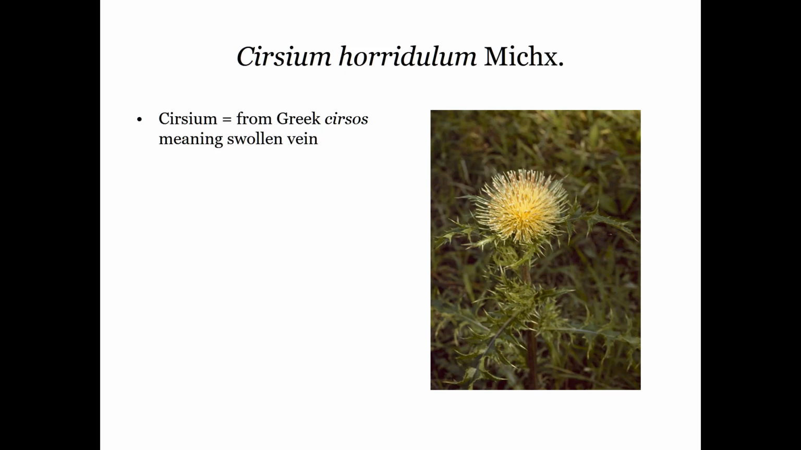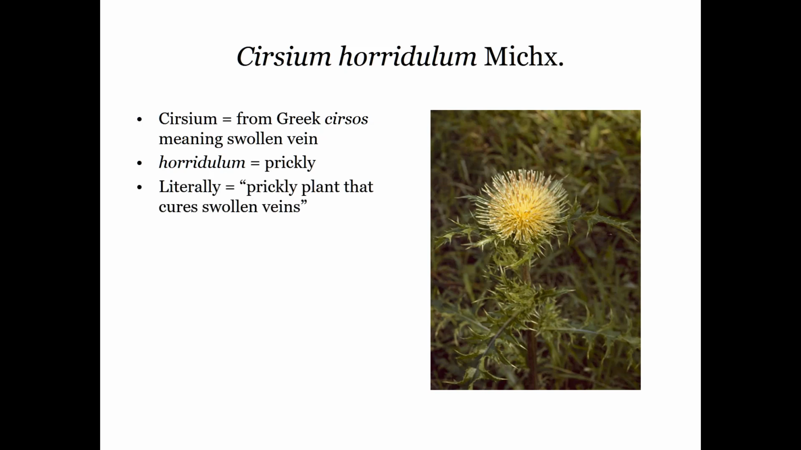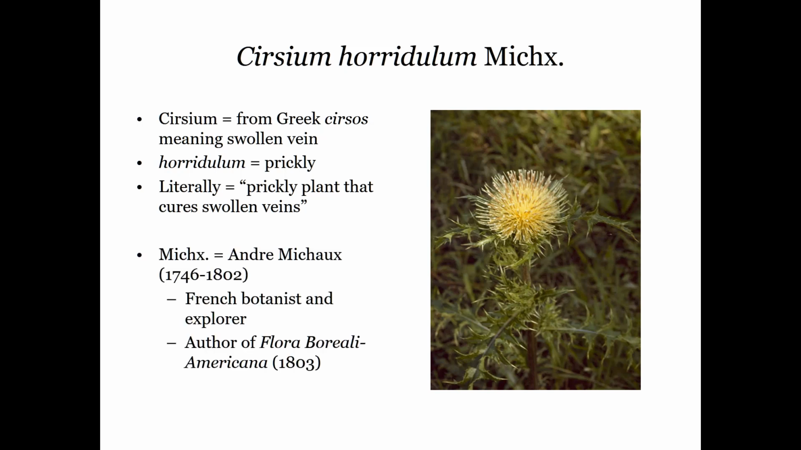This is a European thistle. The genus is Cirsium, from the Greek cirsos, meaning swollen vein. And the specific epithet is horridulum, which means prickly. So this is literally, if you were to take the description and put it together, it would be the prickly plant that cures swollen veins, and it was used as a medicinal.